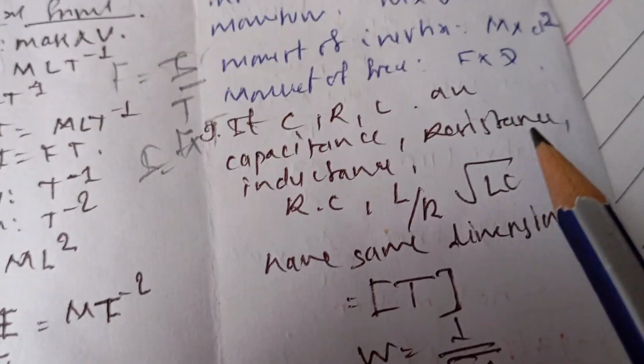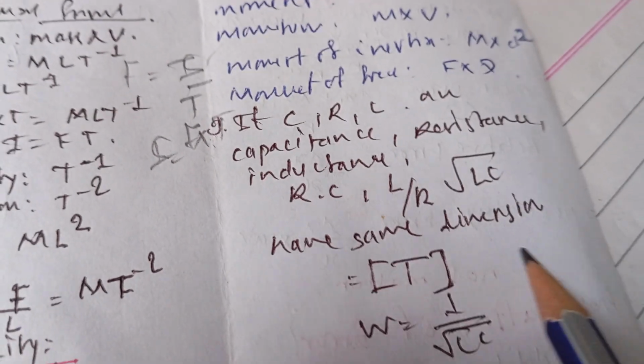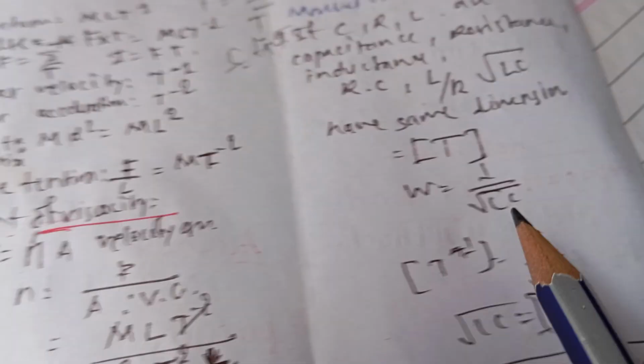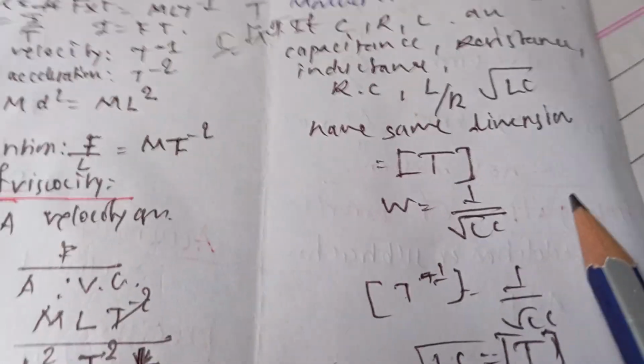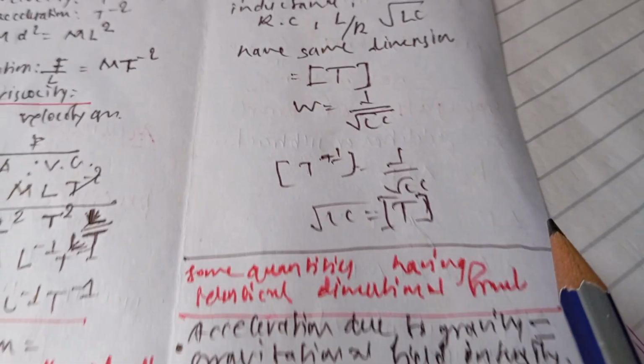So moment, force into distance, moment of inertia, force. Then R, C, L by R, and root LC have the same dimension, that is T. We have to learn this. This is really asked in the exam. So T inverse equals 1 by root LC, and root LC equals T.